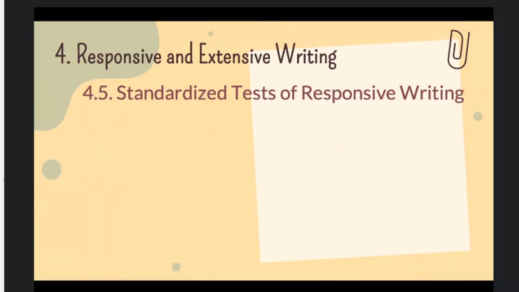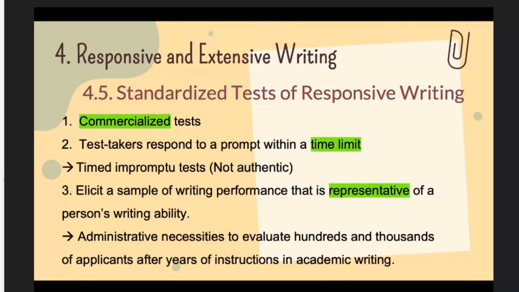Okay, and the last one is an example taken from standardized tests of responsive writing. You can see that IELTS and TOEFL are the two prominent examples for this one. They are commercialized to earn money, with thousands of students at one time. A test taker has to respond to a prompt within a time limit, so we call it a timed impromptu test. And of course, it is not authentic, because in real life when you write something, you have time to revise it before you submit. But in tests like this, we don't have that.